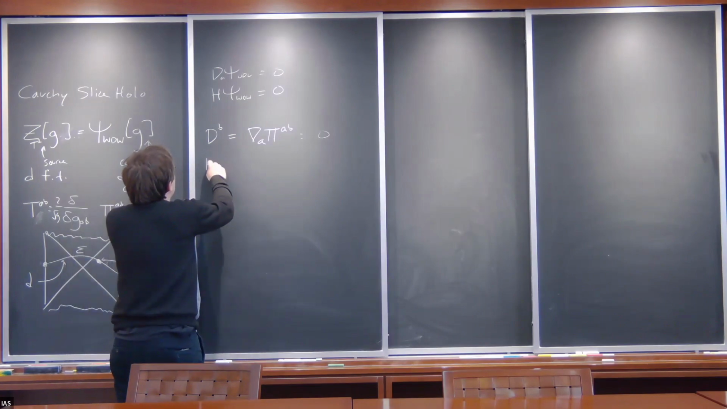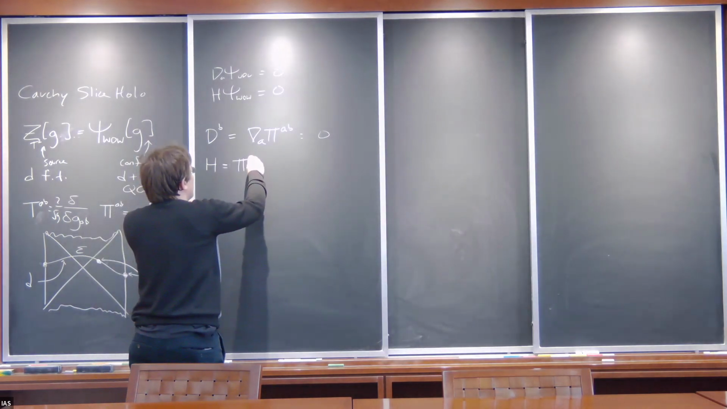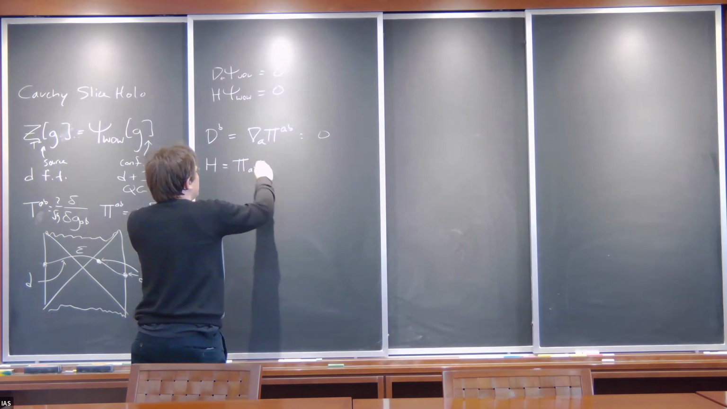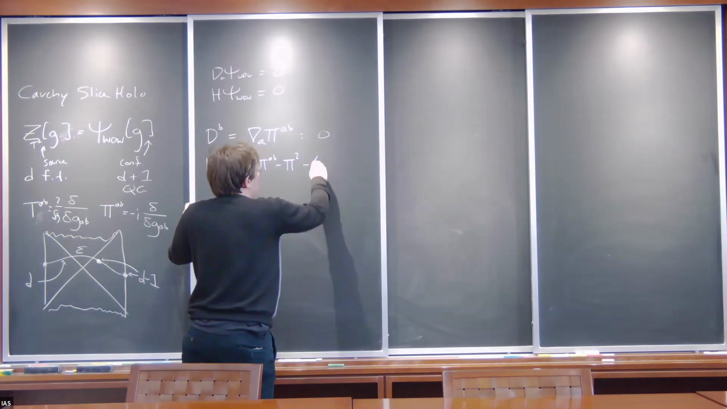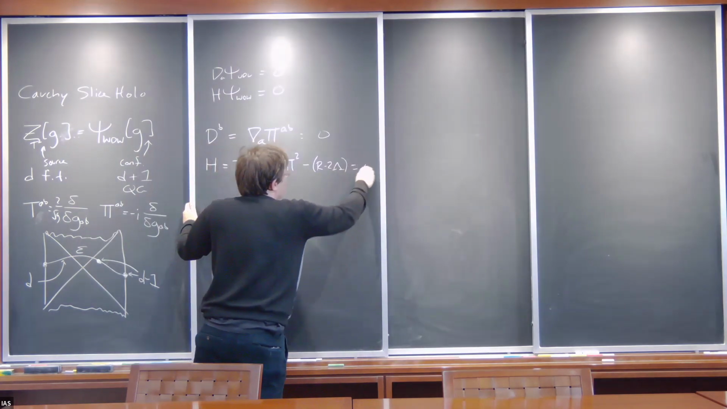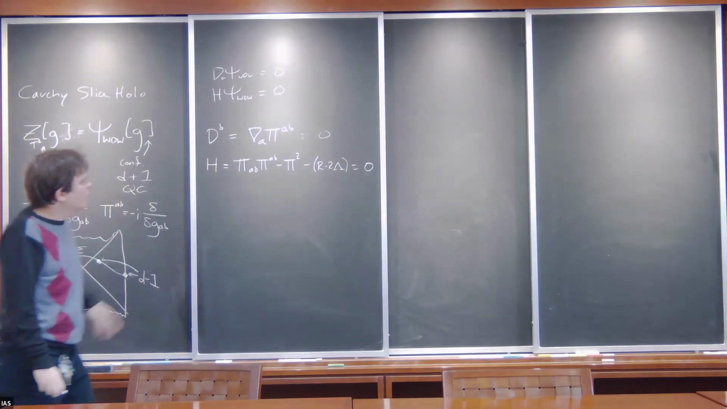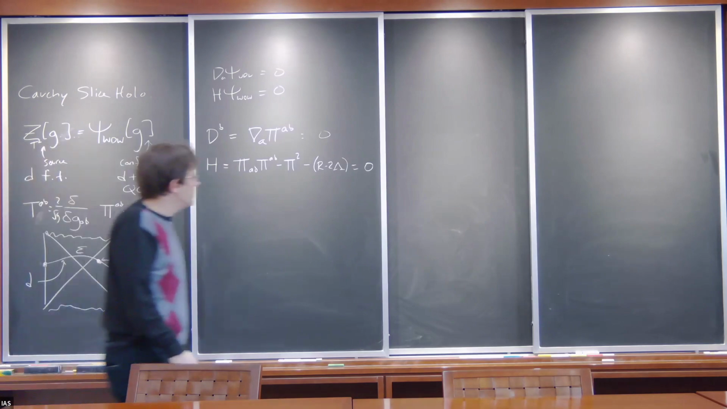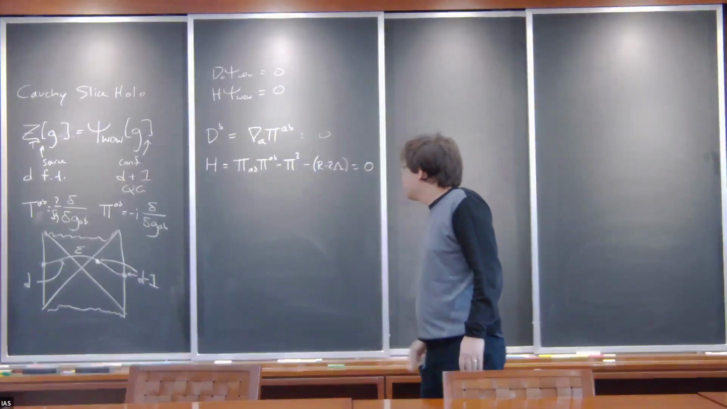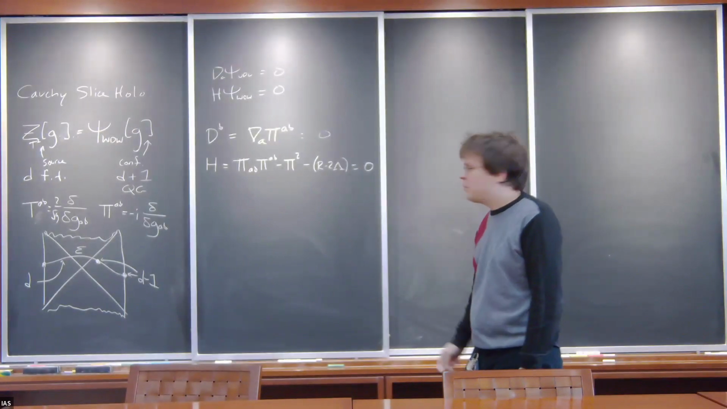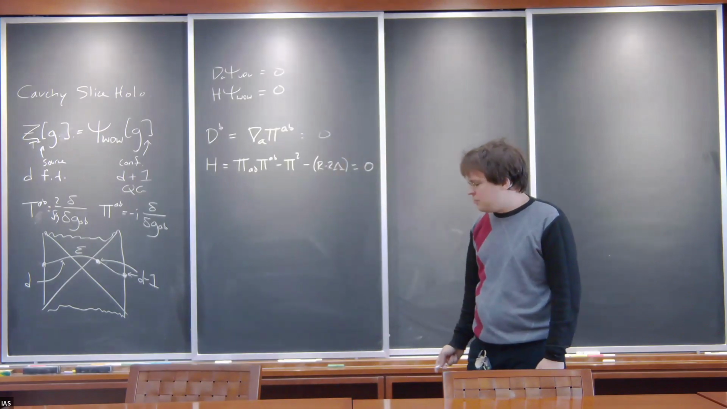Yeah, so H looks like pi^AB pi_AB minus pi squared minus R minus 2 lambda equals 0. Okay, and I'm pretty sure I got the signs there, right? And so this is not a usual condition for a field theory to obey. Now notice it cares about the trace. So it's not a conformally invariant equation.